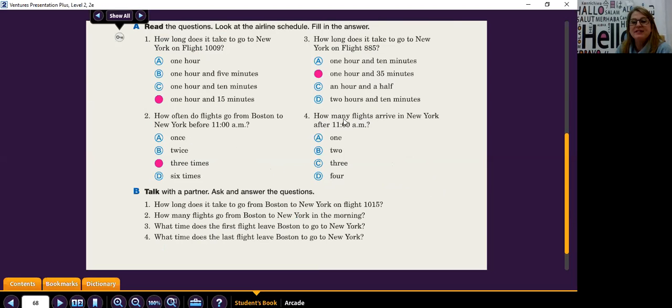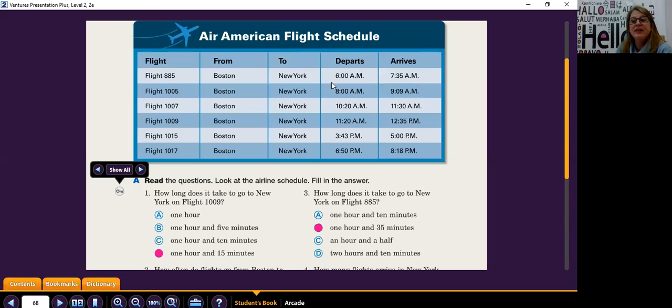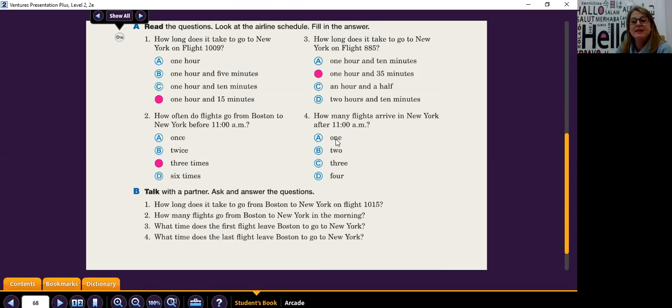Number 4, let's read together. How many flights arrive in New York after 11 a.m.? So this question was before, and now we're looking at after. So I'm going to go back. All of these are now before 11 a.m., so these would be after. Is it 1, 2, 3, or 4? Pause the video and choose your answer. 4? Oh, arrive. Whoops.